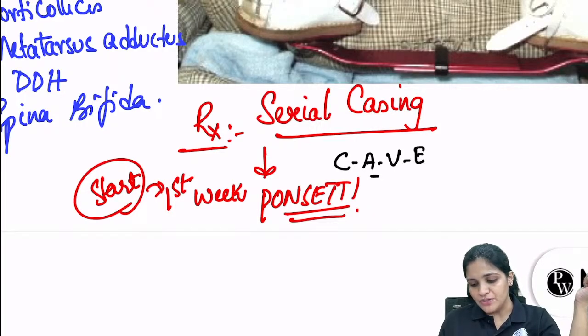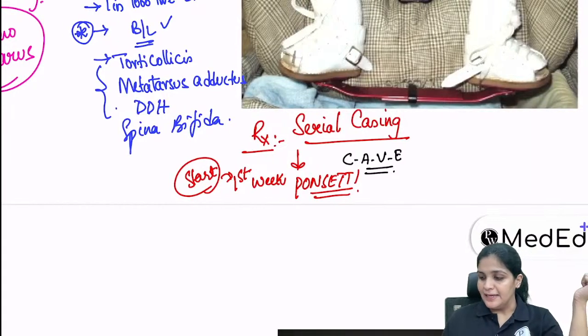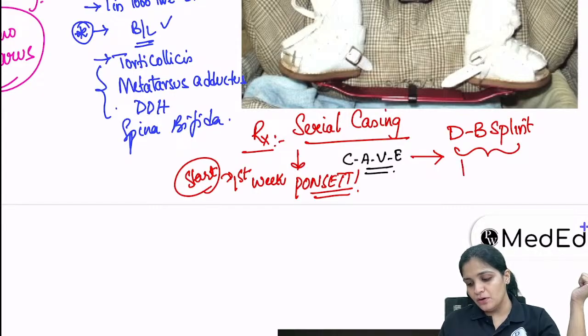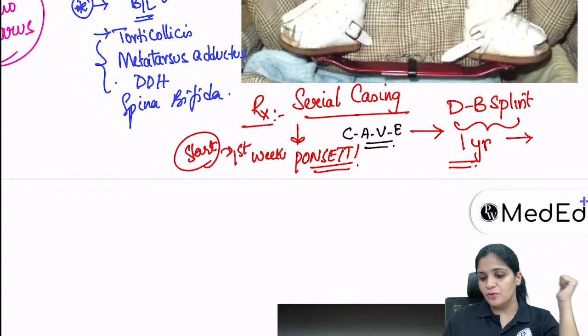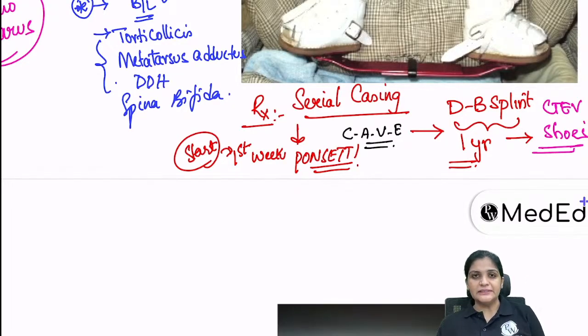So the order of Ponseti is cavus, right? Once this casting is done, the patient is put in this DB splint, right? This splint is used for about 1 year. And after this splint, you go for CTEV shoes, right? So this is the treatment part.